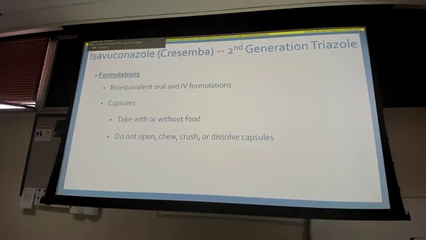With this, we have both oral capsules and IV formulations. With capsules, we can take it with or without food, but again, we don't want to open, chew, or crush those capsules.